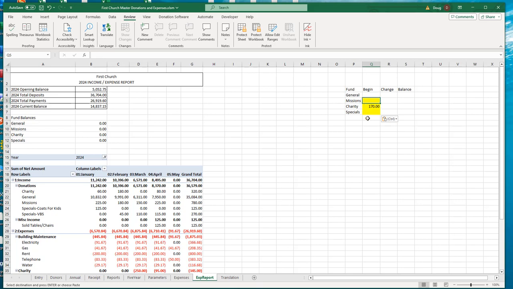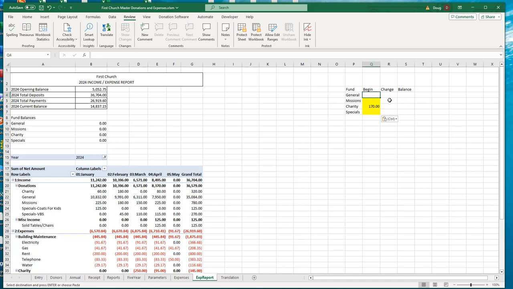Now in the case of missions and specials, we expect that's going to be 0, because everything that comes in goes right back out. So theoretically it should be a 0 balance, but just in case, we'll give you a place to enter a beginning balance. And we're going to circle back to general, because it's a little more complicated to back our way into what's really available for general. So we're going to start with the more simplistic ones.